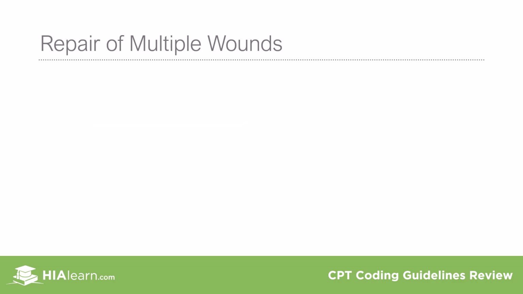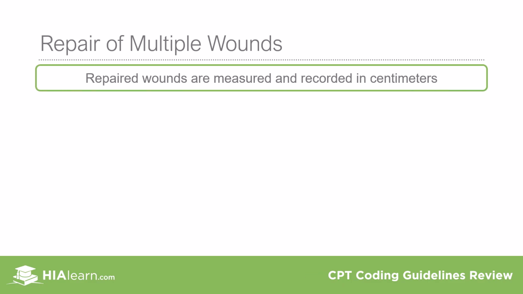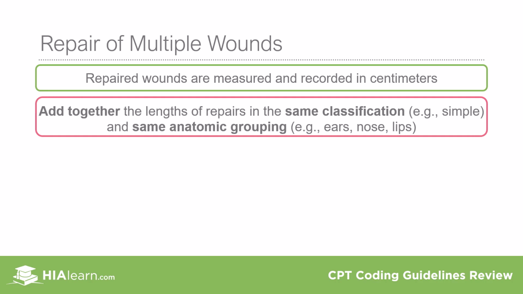For all wound closures, the repaired wound or wounds are measured and recorded in centimeters. When repairing multiple wounds, code selection is made based on the total length of repair. Total length of repair is calculated by adding together the lengths of repairs of the same classification, such as all simple repairs, for the same anatomic grouping as listed in the code descriptors.